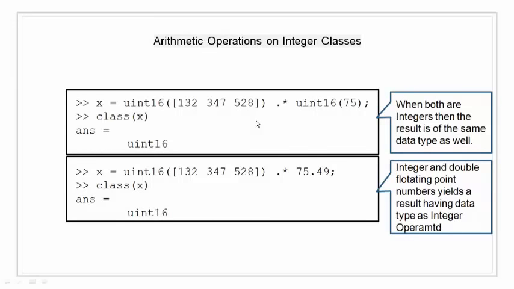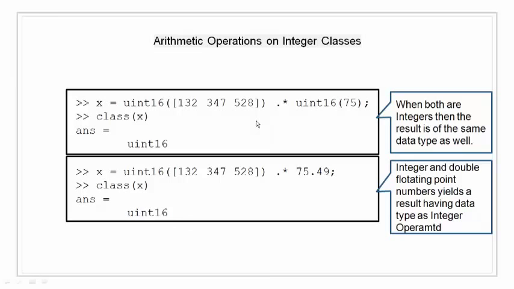There can be two conditions, or we can say two scenarios, in which arithmetic operations involve integers. Case one is when both the operands are integers, meaning the arithmetic operation is happening between two integer data. In this case, the result will obviously always be an integer.